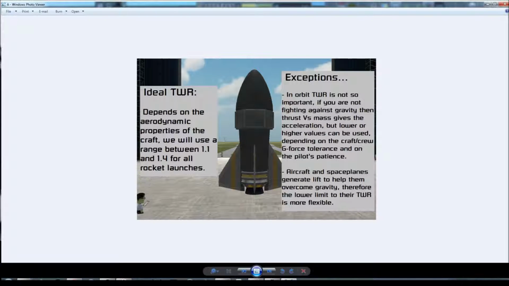Aircraft and space planes are different as well, because having wings and lifting surfaces means that they can help with overcoming gravity. So if your thrust to weight ratio is less than 1 on an aeroplane, it should still be able to take off, just because of the lifting effect of the wings. Basically the lower limit is just more flexible. Well, hopefully that's helped a few things. Let's go back to the Space Center and just see if the vehicle has been completed yet.